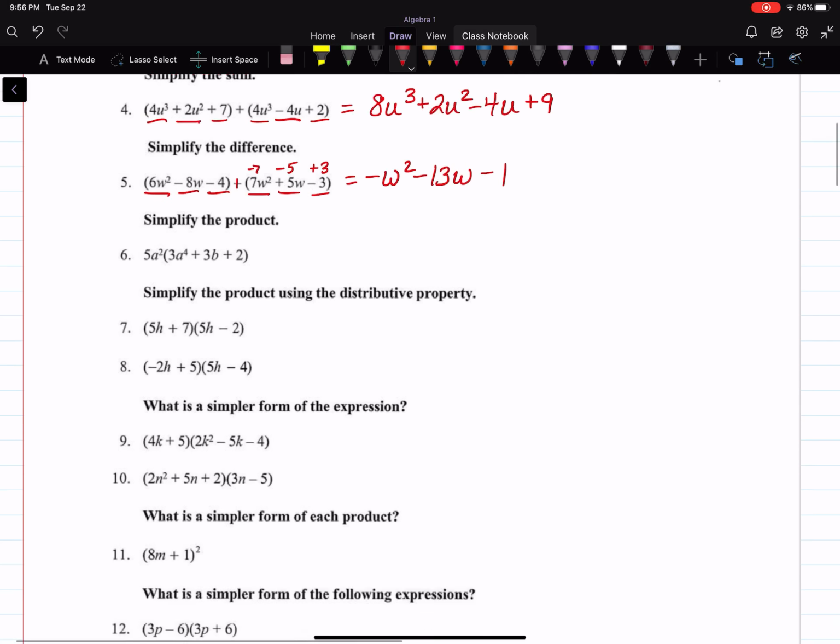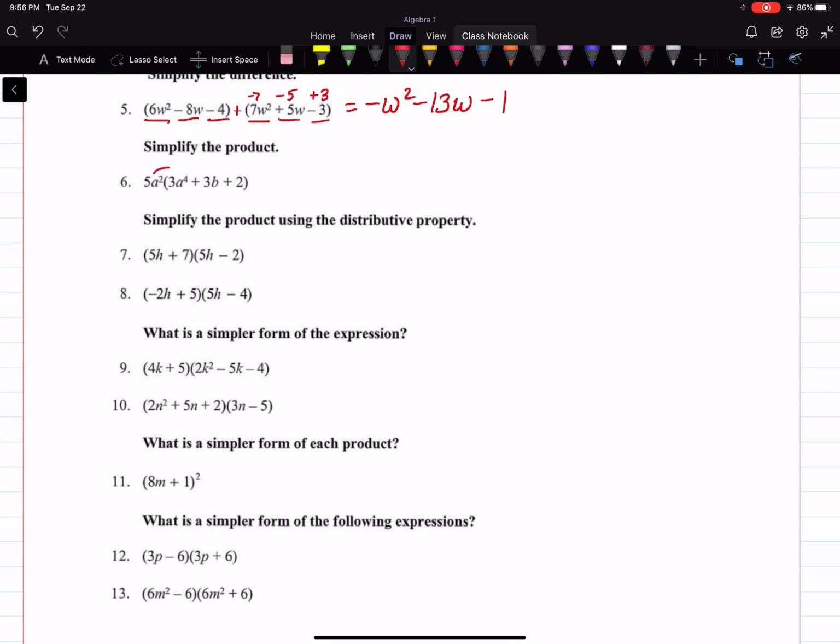6 says simplify the product. That's just using the distributive property. So we're going to say 5a squared times 3a to the 4th. That is 15a to the 6th. You multiply the numbers and then add your exponents.